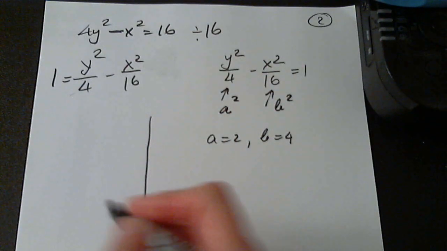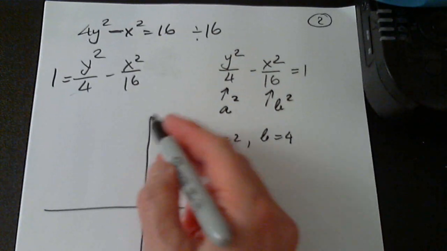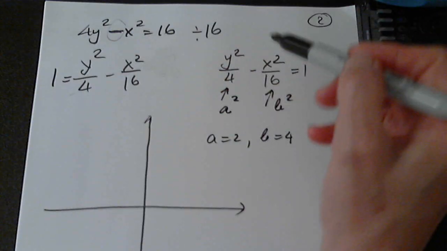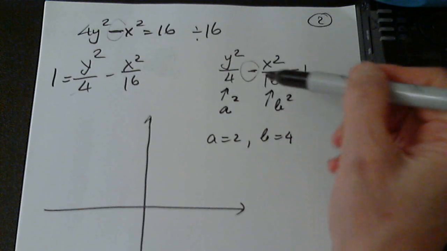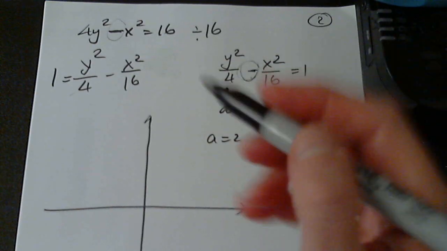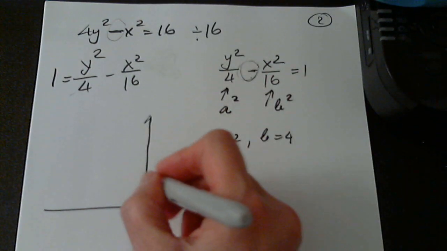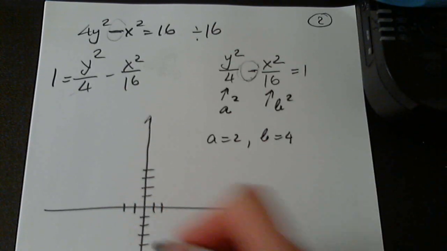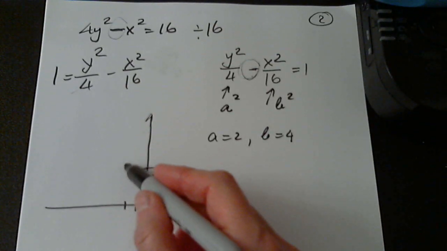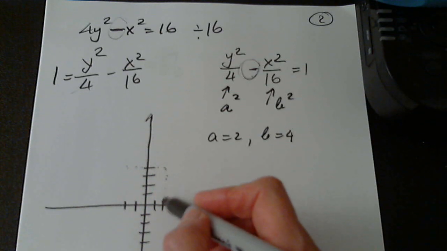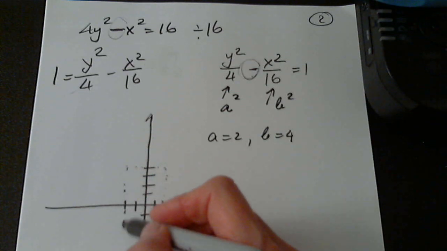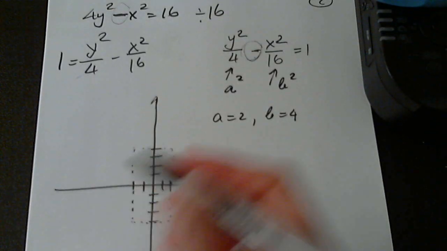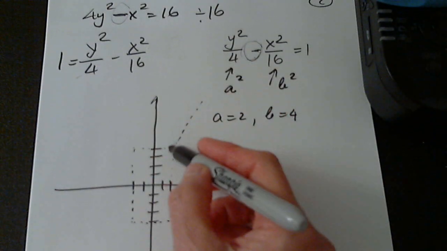So when I start the graph, knowing this, I know that b is 1, 2, 3, 4, and a is 1, 2, and 1, 2, 1, 2, 3, 4. I create my little rectangle that helps me graph correctly.